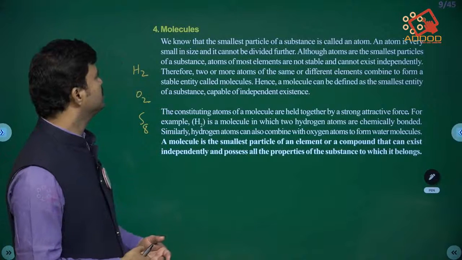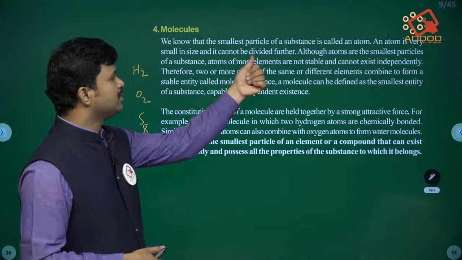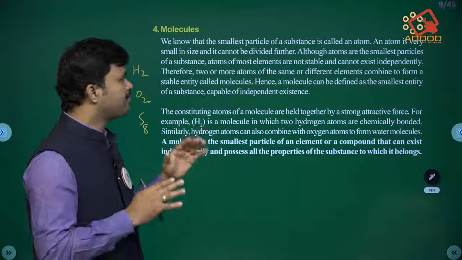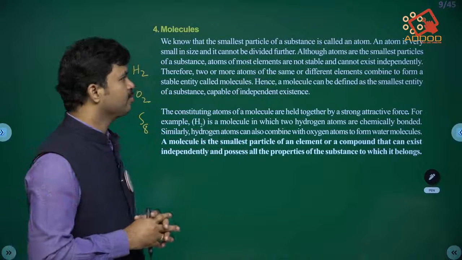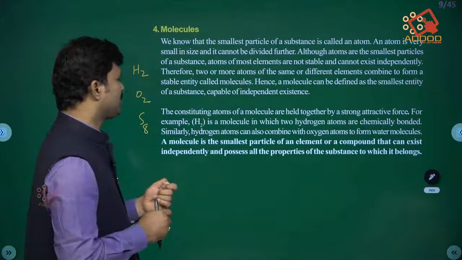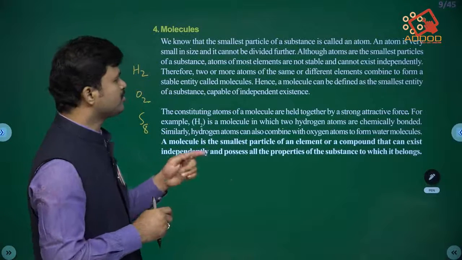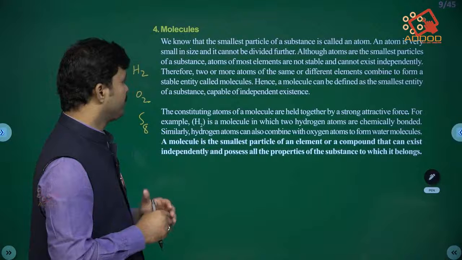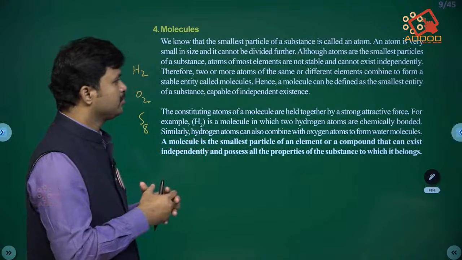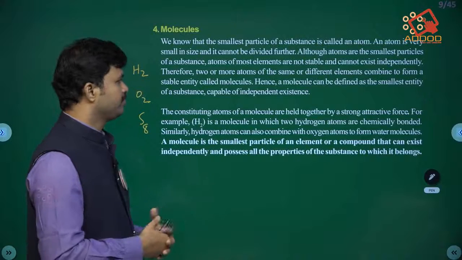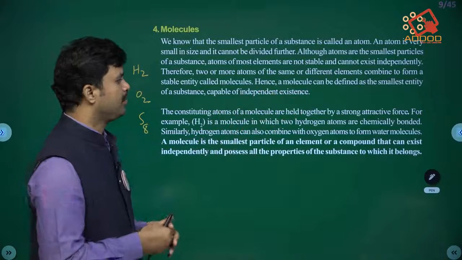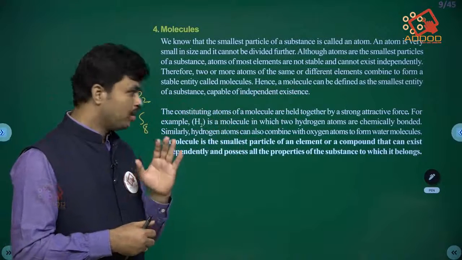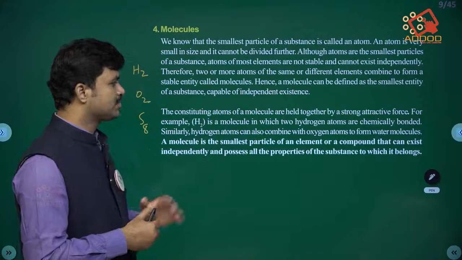We know that the smallest particle of a substance is called an atom. An atom is very small in size and it cannot be divided further. Although atoms are the smallest particles of a substance, atoms of most elements are not stable and cannot exist independently. Therefore, two or more atoms combine to give a stable unit. Hence, a molecule can be defined as the smallest entity of a substance capable of independent existence.